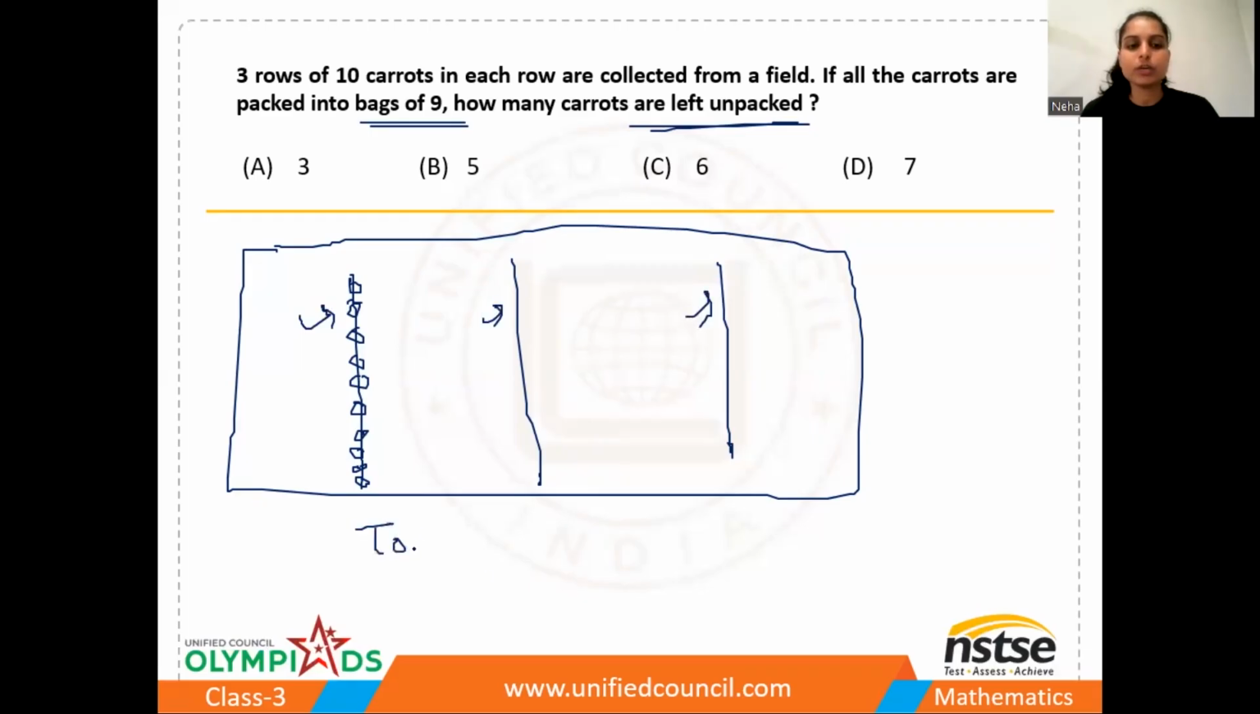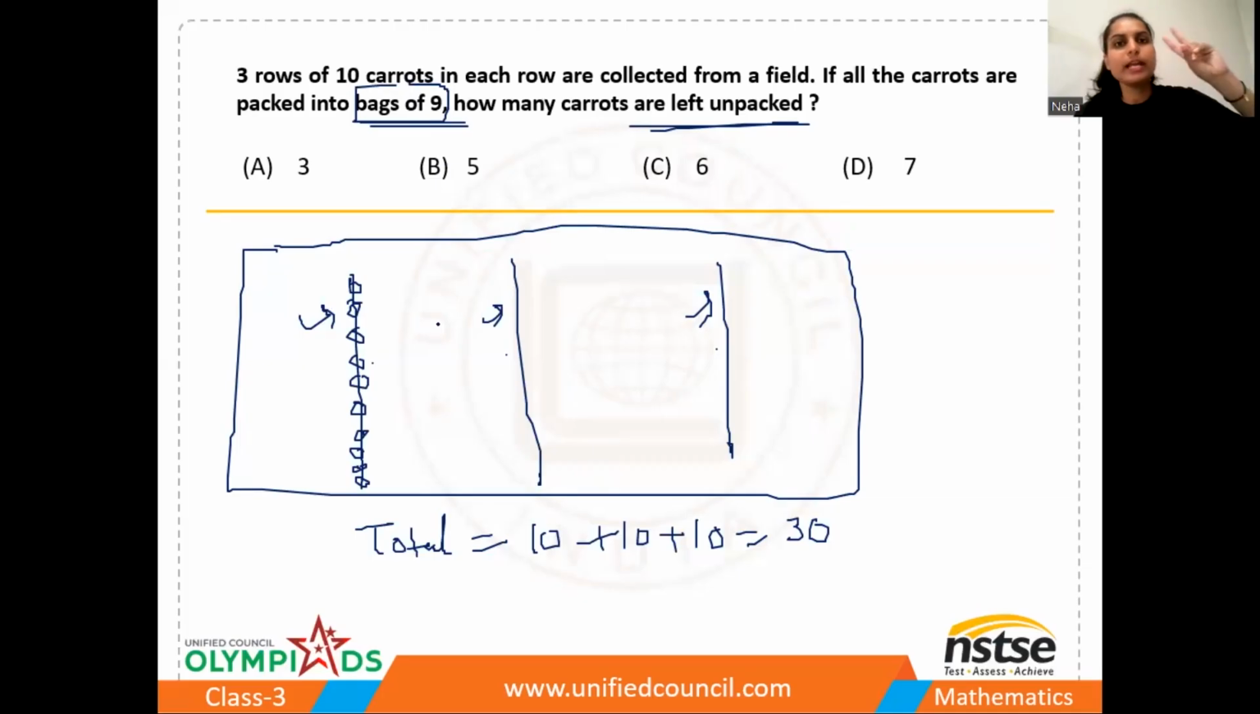That means in total we have 10 plus 10 plus 10, which is 30 carrots in total. And we have to pack these carrots into a bag of 9. That means in one bag we should put only 9 carrots. So what we have to do in this case? Yes, just divide the 30 by 9.